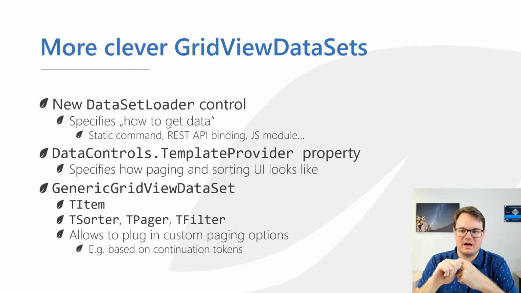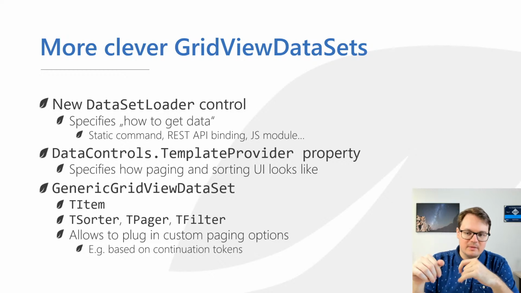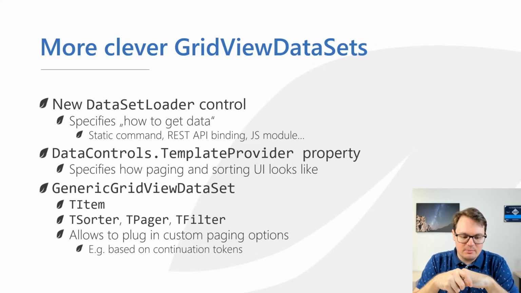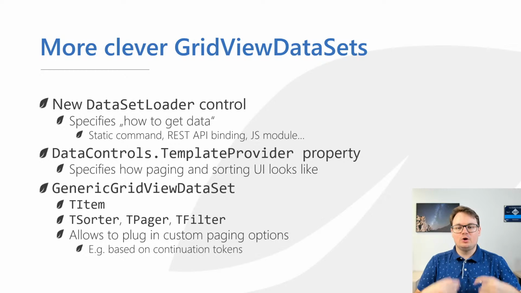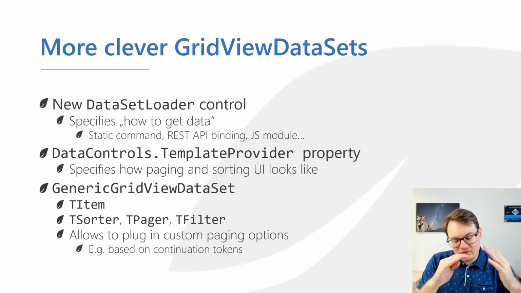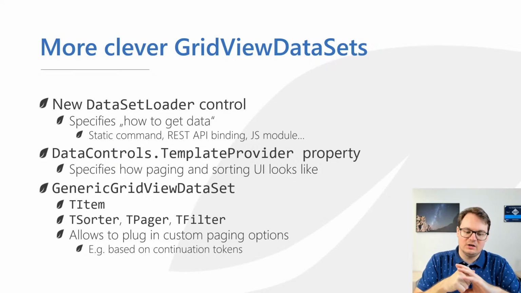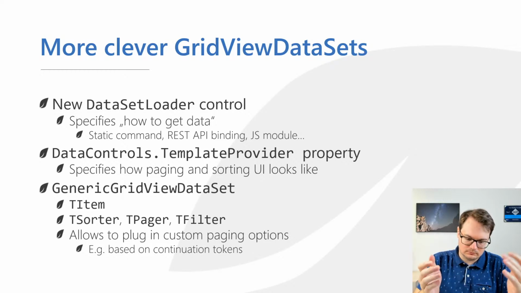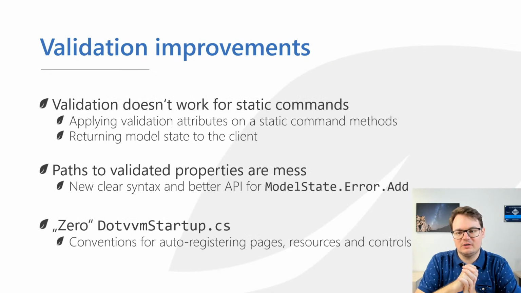And the last thing is that we want to make the grid view dataset generic. So there will be a generic grid view dataset class, which will have a lot of generic parameters, and you will be able to specify your custom sorting options, custom paging options, custom filtering options. So if you want to create token-based paging or multi-criteria sorting, you would be able to provide the dataset with a concrete type which represents all settings for sorting and all settings for paging, and build your own grid view dataset. So that's what's on our plan.